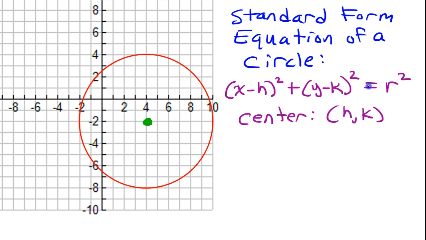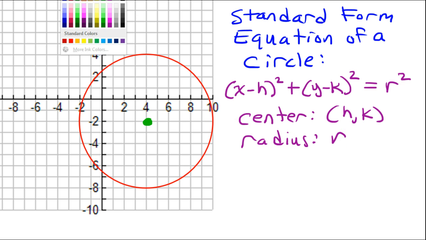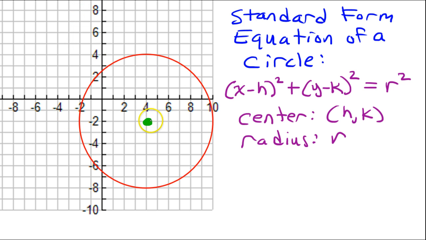When you do formulas in mathematics, a negative sign right here basically tells you to take the opposite sign of whatever you see. So this minus sign and this minus sign tell us that we'll do the opposite of what we see here and here, and that will give us the center. The radius is still r, of course. Okay, so for example, looking at the circle that I have drawn, the center is here at 4, -2. And the radius is still 6.